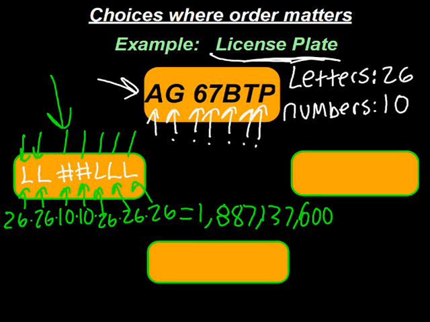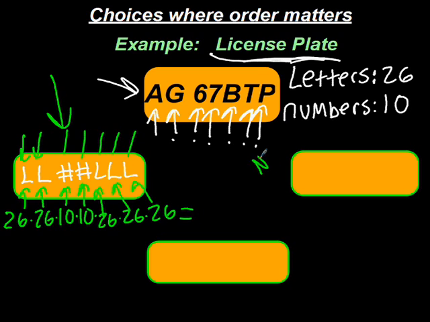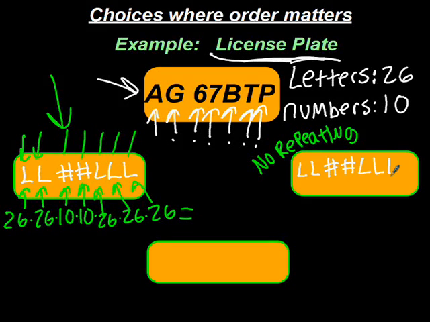I'm going to erase this answer because we're going to have to use the space. Let's say that we can't repeat numbers, so there's no repeating the numbers or the letters. We're still going to have the same thing: a letter, then a number, and then another number, but not a repeating number, and then a letter, and then a letter.